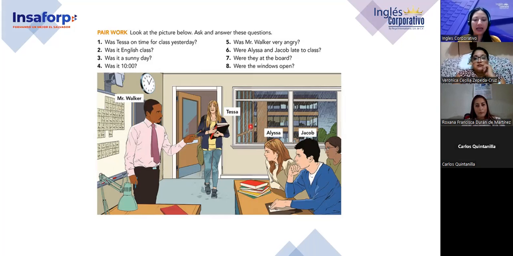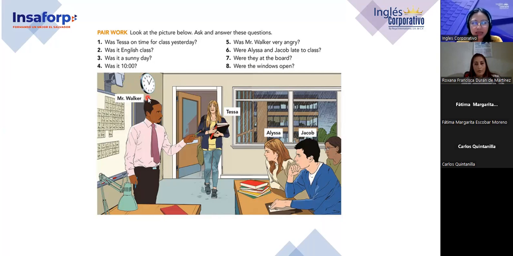Jacob, Alisa, Tisa. Who are they? They are students. Okay. What time is it in the picture? I don't know if you can see because in here we have the 10 o'clock. The clock right here. I guess it's 10 or 11. I guess it's 10. Yes, 10. Okay, question number 1.